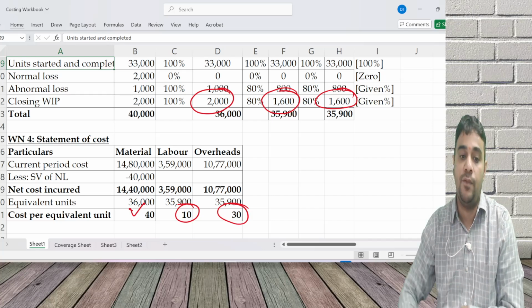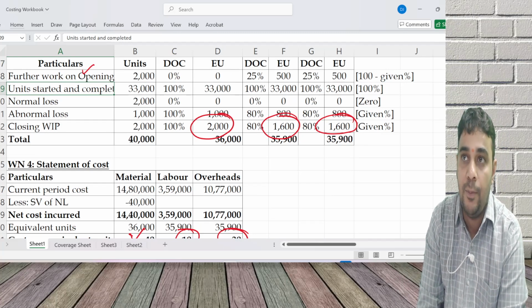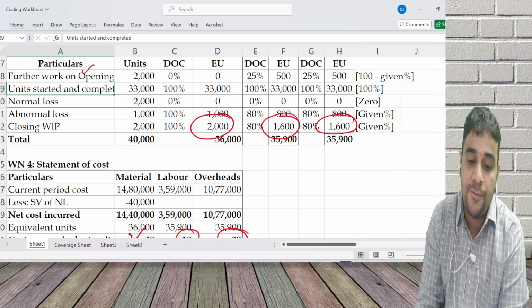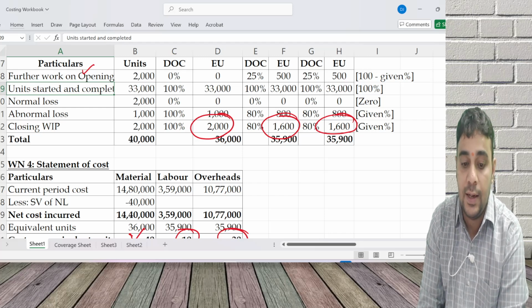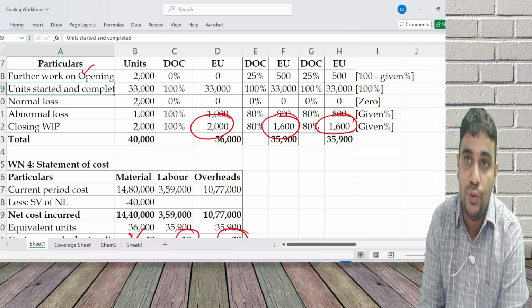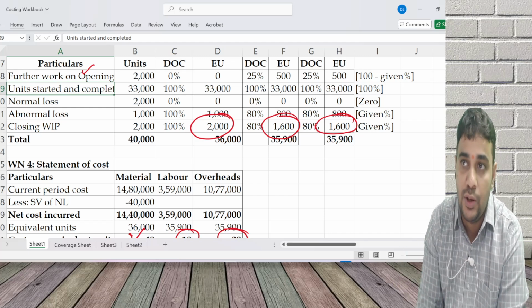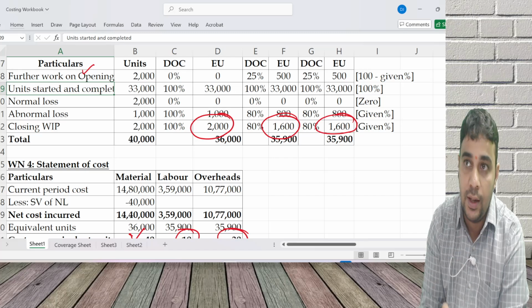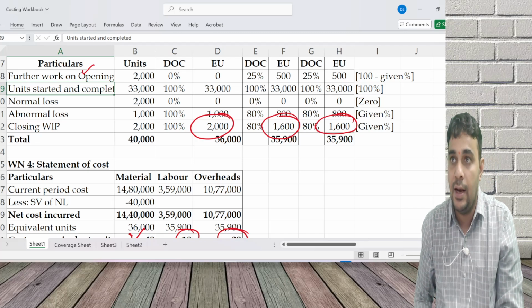So in the next step, I will write this item, further work on opening WIP. What is the value of further work on opening WIP? 0 into 40 plus 500 into 10 plus 500 into 30. Units started and completed, 33,000 into 40, 33,000 into 10, 33,000 into 30. Normal loss, we already know the value, so we're not going to write it again. Abnormal loss, 1000 into 40, 800 into 10, 800 into 30. Instead of adjusting the cost per unit, we adjust the number of units.